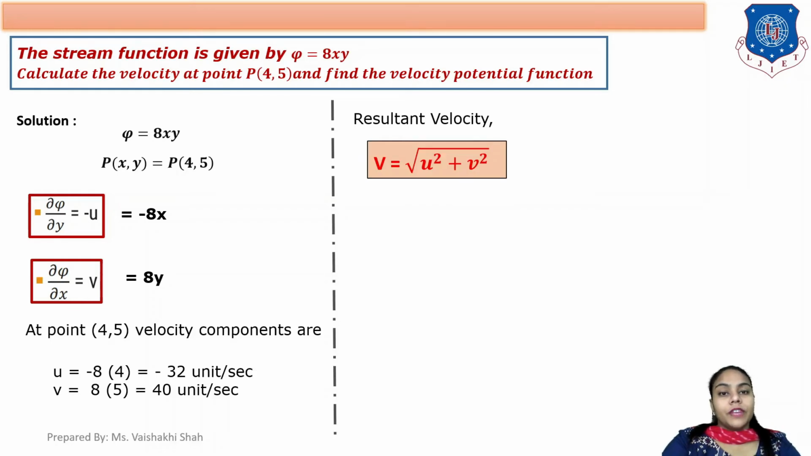So, capital V equals under root u square plus v square, that is under root minus 32 square plus 40 square. So, your final answer for resultant velocity is 51.22 unit per second. Now, in the next part we have to find the velocity potential function phi.